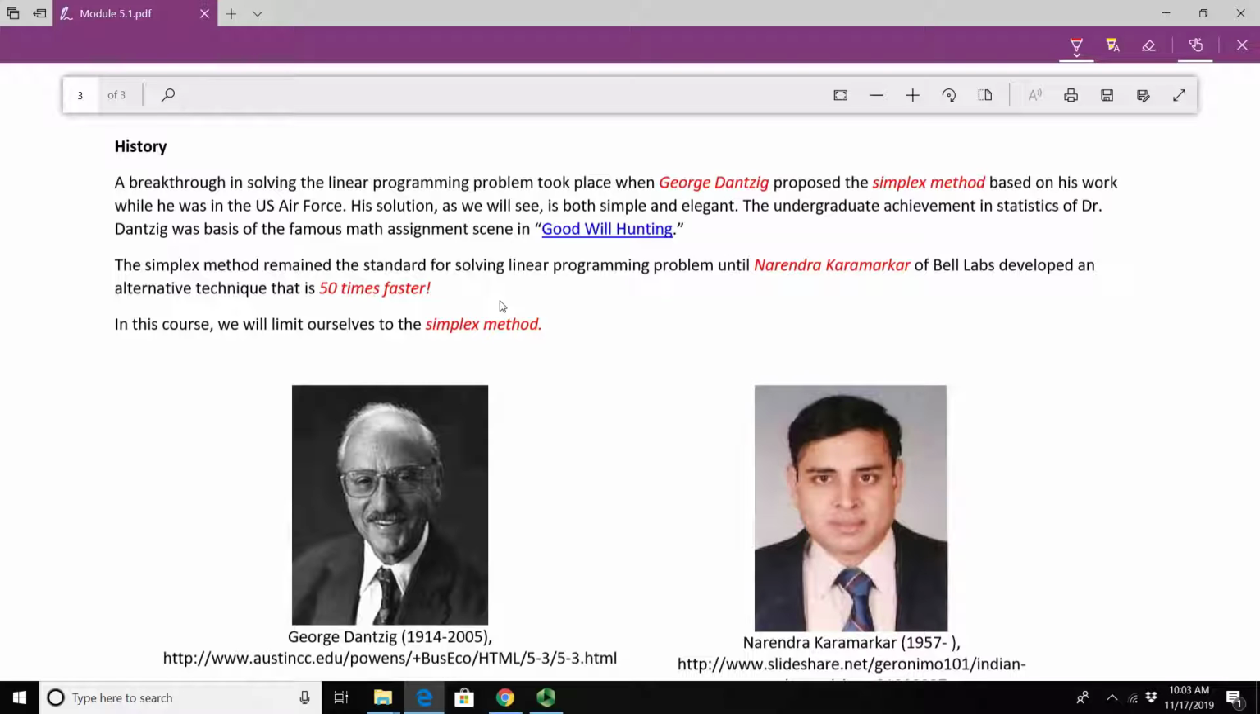Dantzig was not your everyday mathematician. Actually, when he was an undergraduate, he solved a formidable statistics problem. And this was used in the famous math assignment scene in Good Will Hunting. I have a link here. If you haven't seen the movie, it is a good movie. So it is a recommendation.